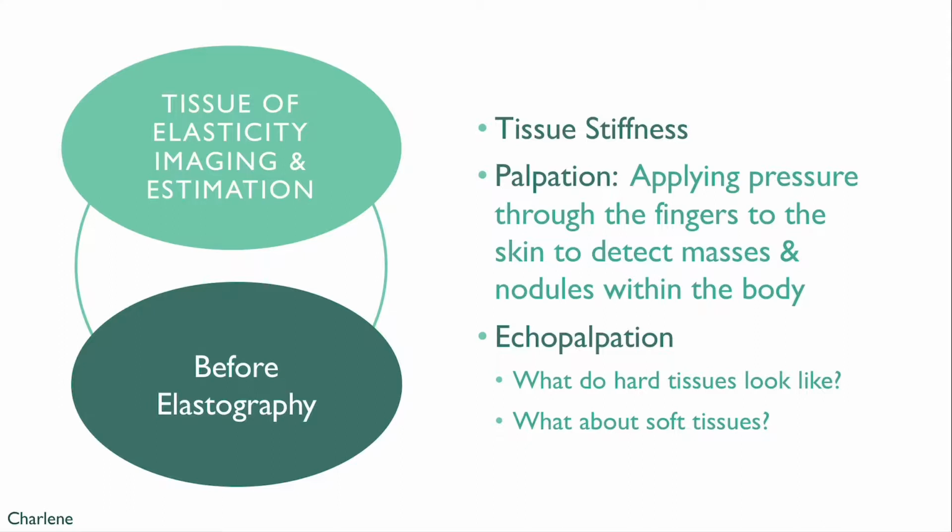In addition to palpation, we have used transducers to get a rough estimate of tissue stiffness through echopalpation. Echopalpation is the method of applying pressure with the transducer to our patient and looking at the response of the tissues. When we apply pressure with the transducers, stiffer tissues move relative to the pressure applied without really compressing, whereas softer tissues will compress like a sponge.